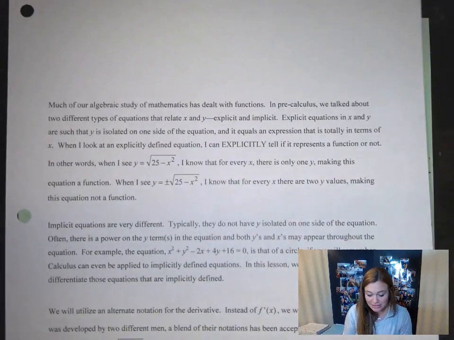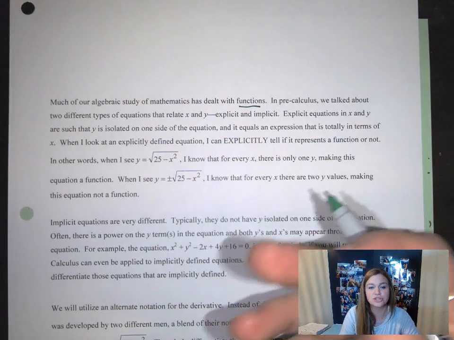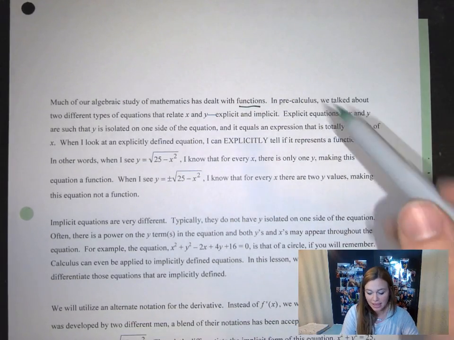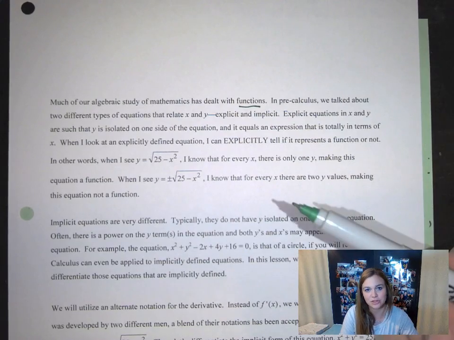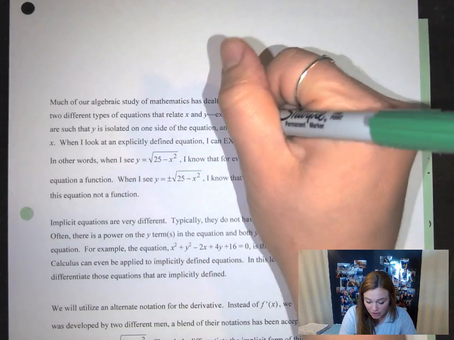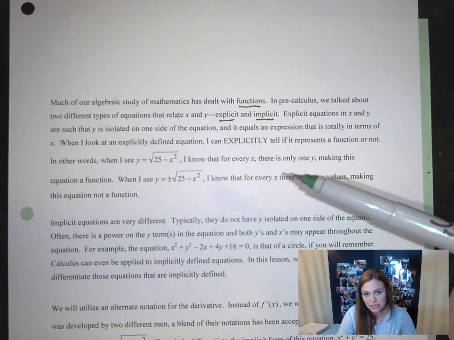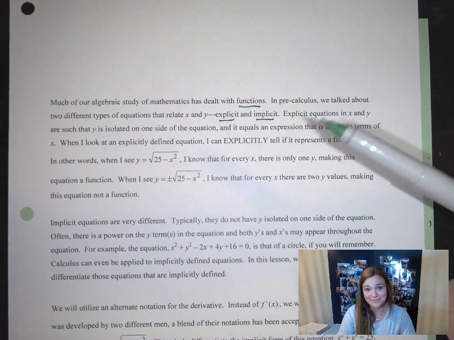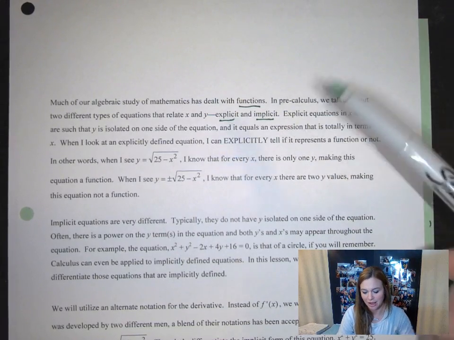Much of our algebraic study in mathematics is dealt with functions. Okay, so lots of functions. F of x is equal to something. It says in pre-calculus we talked about something, but we didn't talk about anything because I wasn't your pre-calculus teacher. But that's okay, you probably did. And there are explicit and implicit functions. Explicit functions are not functions that involve swearing. Although, in some of them, if they look really bad, you might, but I'm hoping not.